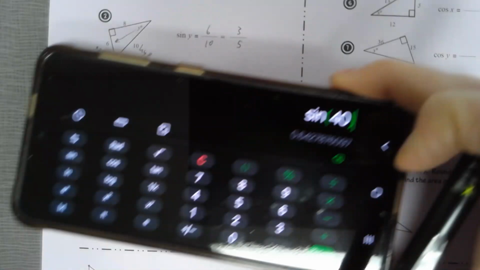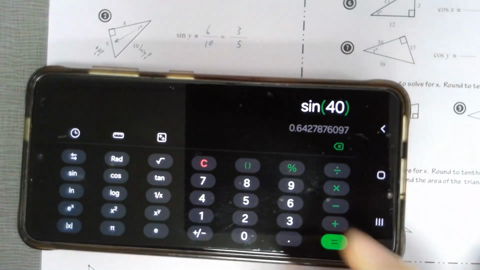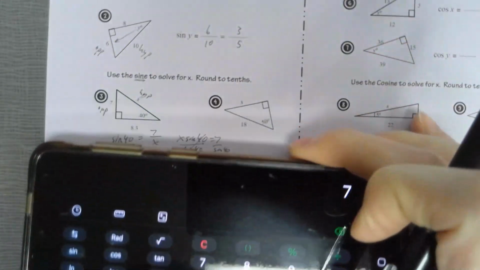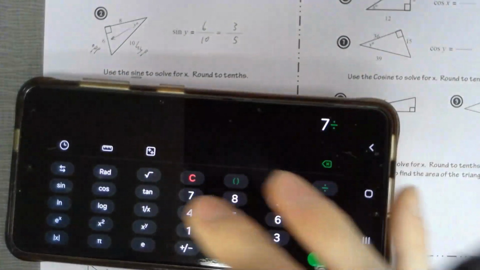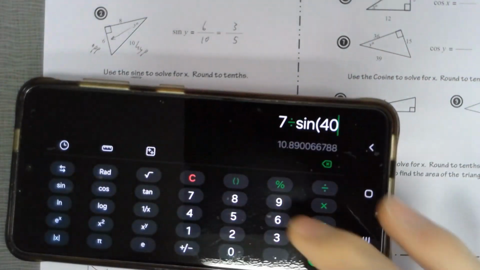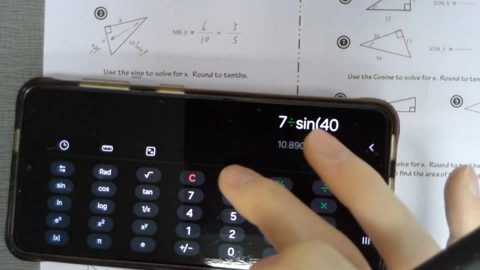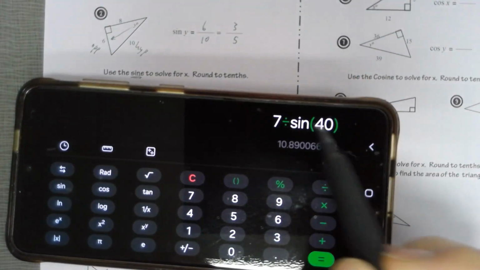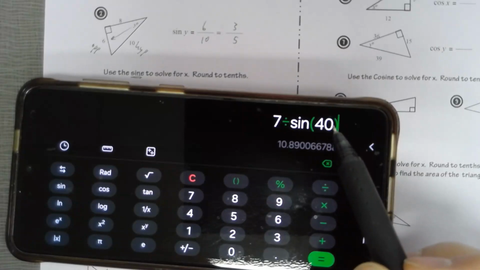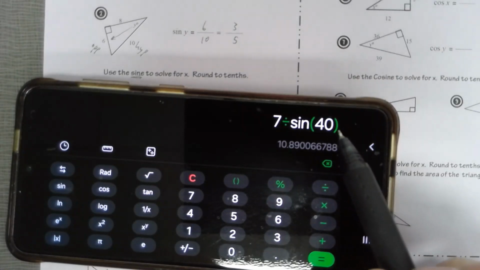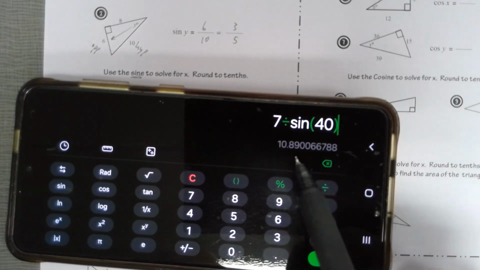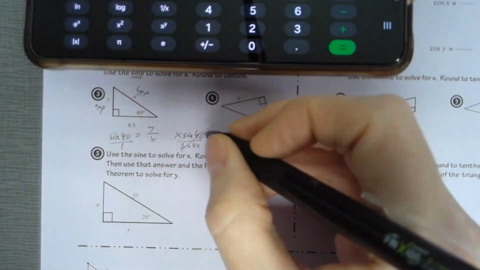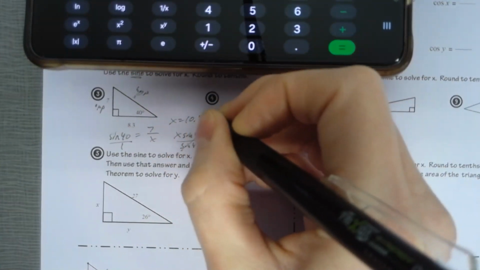So in my calculator here, I can do 7 divided by the sine of 40. While the sine of 40 itself was like 0.6 something, when I divide 7 by the sine of 40, I'm dividing by that scale factor that relates the opposite side and hypotenuse. And I get 10.89. Okay, so in this case, x is 10.89.